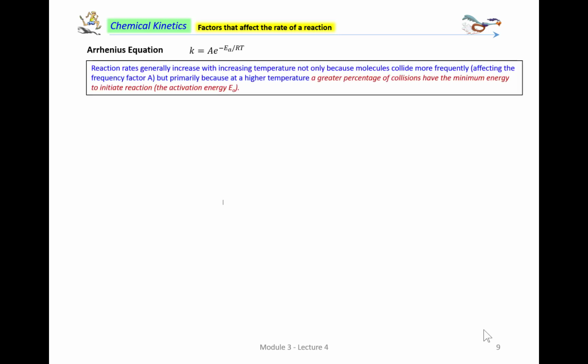Now, reaction rates generally increase with increasing temperature, not only because molecules collide more frequently, affecting the frequency factor, but primarily because at higher temperature, a greater percentage of collisions have the minimum energy to initiate reaction. In other words, a greater number of collisions have at least the activation energy to get over that activation barrier.